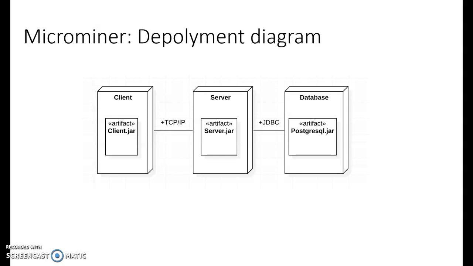We're presenting the microminer, and we implemented it with this three-tier architecture style. We divided the whole program into three parts: client, server, and database. The client part has a client.jar file. The server has a server.jar file, and they talk to each other through TCP/IP. And the server and database talk to each other through JDBC.